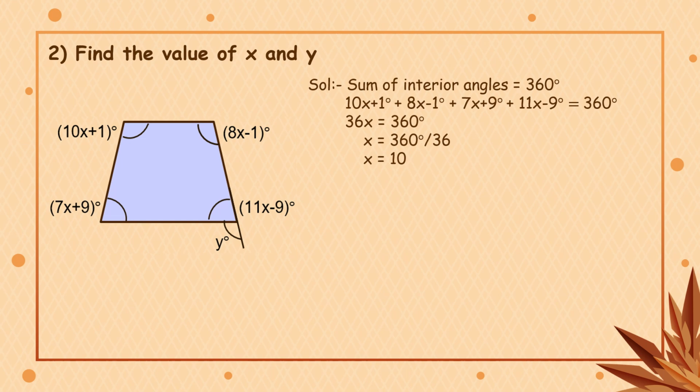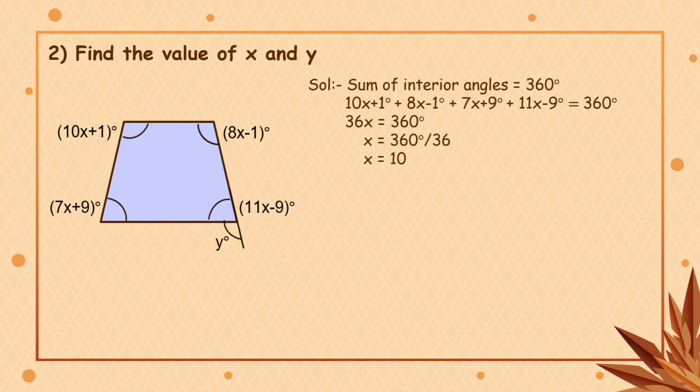So I have seen many people writing x is equal to 10 degree. x is not an angle. x is just a value. 8x minus 1 or 10x plus 1, like that is your angle. Okay, don't get confused. You're finding the value of just x. So x is just a value. It is not an angle. So don't write degrees there. Okay. So x is equal to 10.